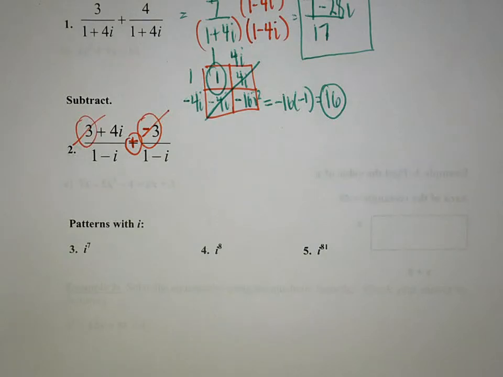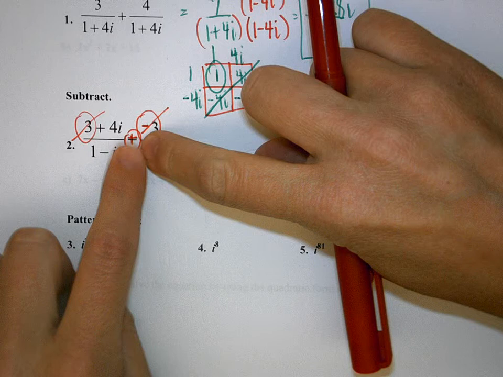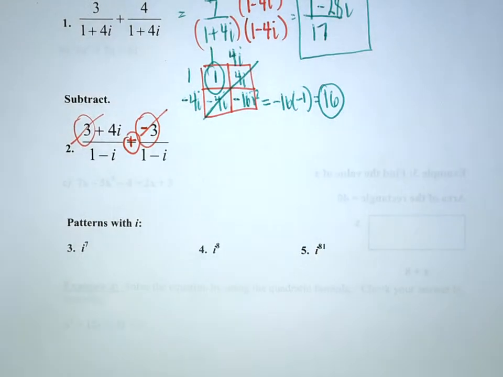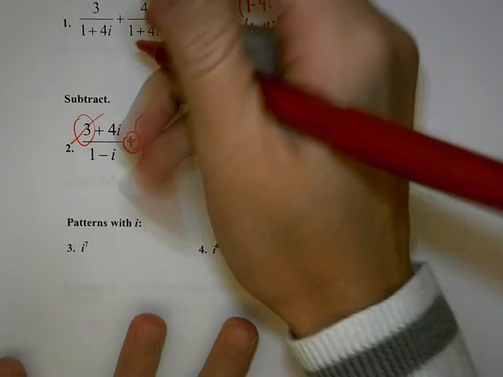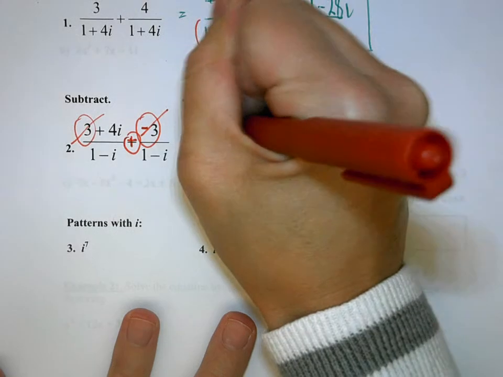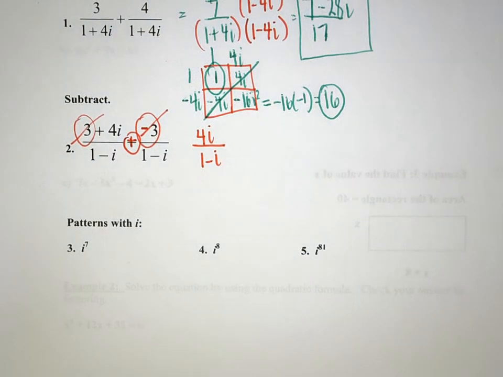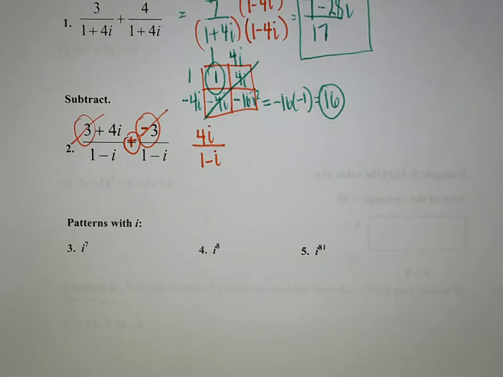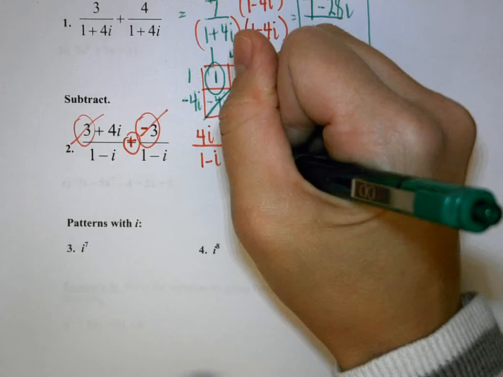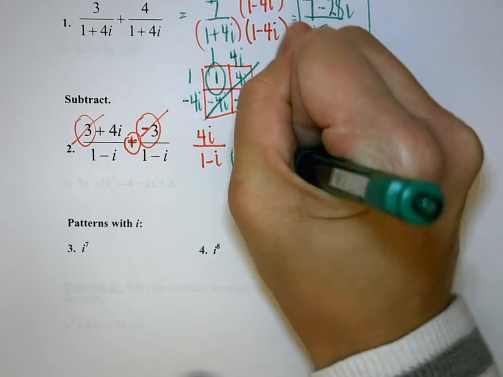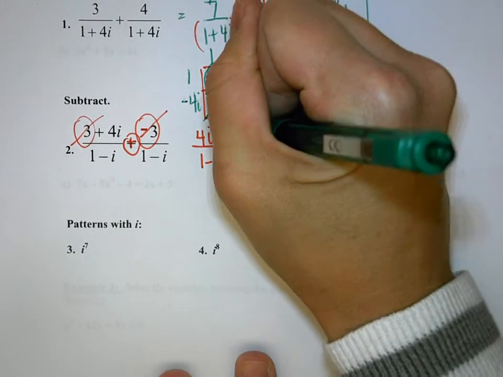Okay, so if this is a subtraction, you have to distribute the subtraction to everything on the top, which makes that a negative, and then you change it to an addition. So now I'm left with, on top, 4i over 1 minus i. And is that answer okay? No. What do I need to do? We need to multiply by 1 plus i, which is the conjugate. Yes, 1 plus i.